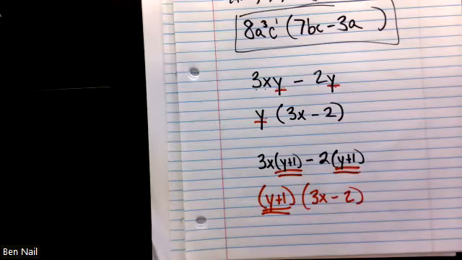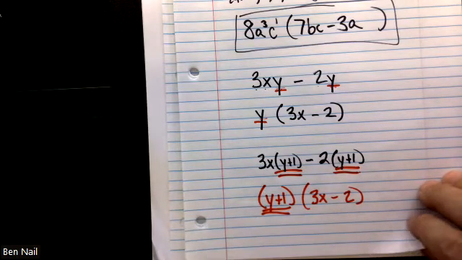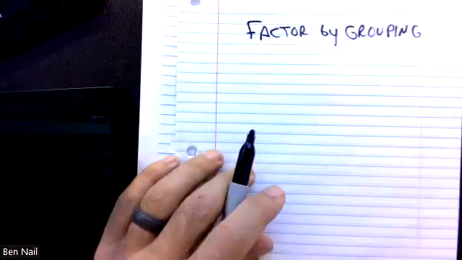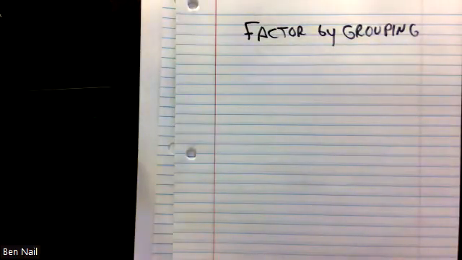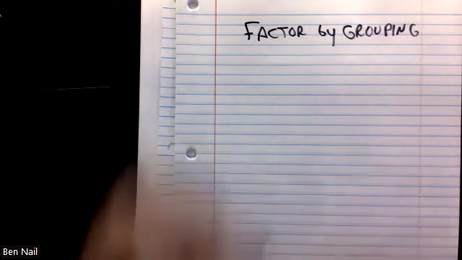Which leads me to the last thing they're going to have us do in this section, and that is to call factor by grouping. So they're going to give us some polynomial with 4 terms.